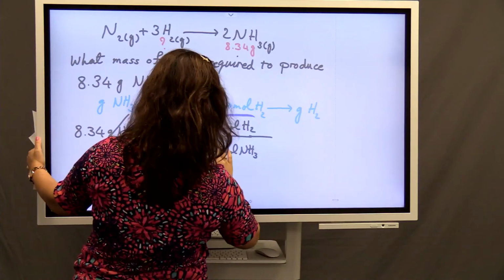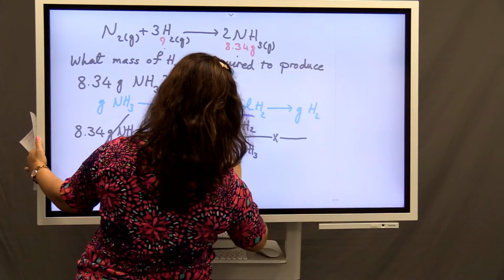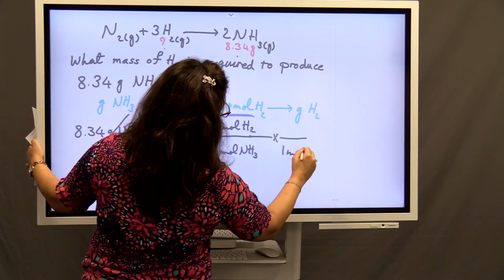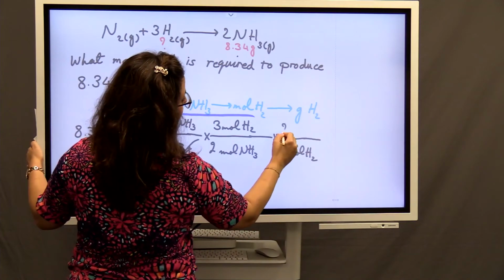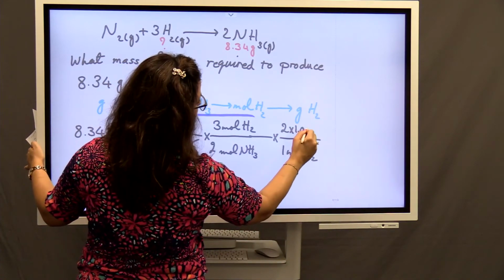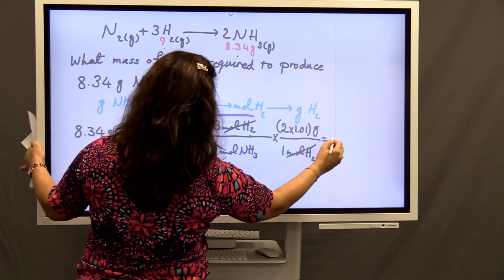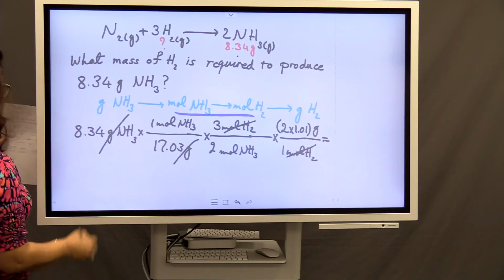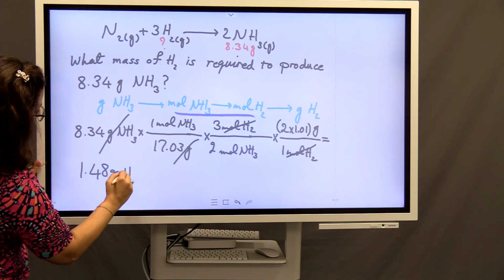So now you can use, the last step is what? Here, use the molar mass. 1 mole of H2, watch out, it's 2 atoms, so 2 times 1.01. When you calculate it, everything on top divided by everything on the bottom, you will end up having 1.48 grams of H2.